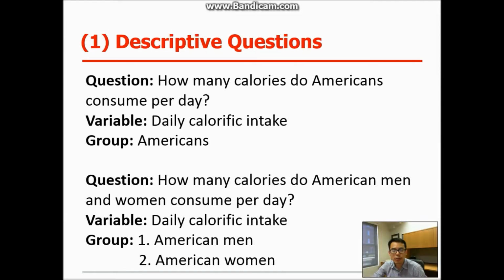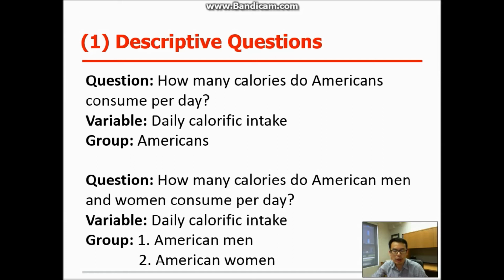So here I would like to give you some examples of descriptive questions. Question 1 would be, how many calories do Americans consume per day? If you look at this question, there is only one variable, calories. The variable is an outcome, so I would say it's a dependent variable. It can be dependent on several things like food access, obesity rate, or physical education or health education. And the group is the study subject. You are looking at Americans, although which group of Americans is not specified here, so it refers to the general public.